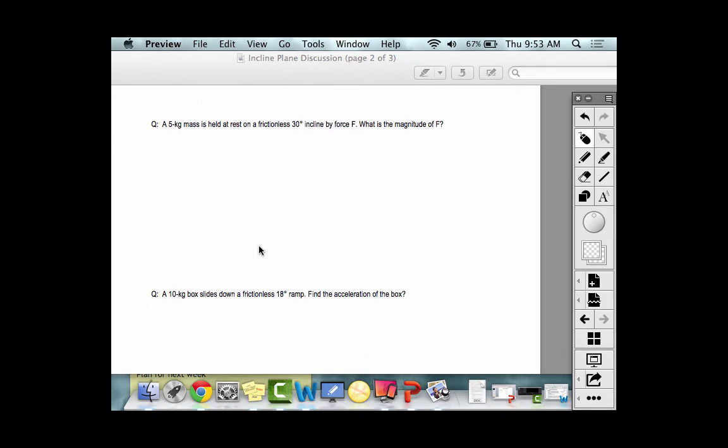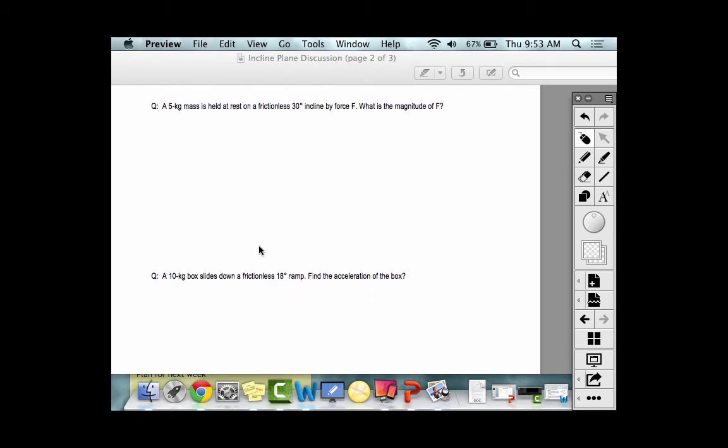Let's look at a question. I'm going to do a little drawing, so hopefully you got your art skills raring to go. It says a 5 kilogram mass is held at rest on a 30-degree incline by some force that they've called F. They don't really tell us what the force is. They want to know, what is the magnitude of force F?